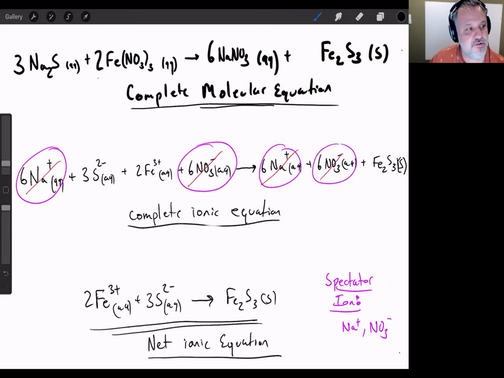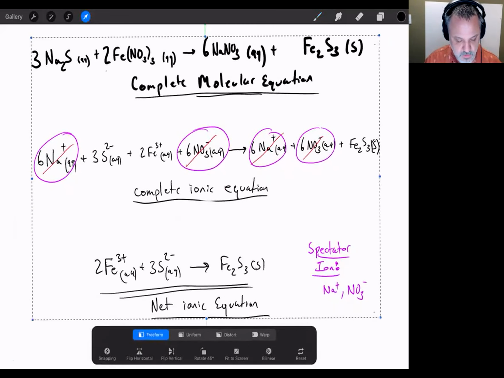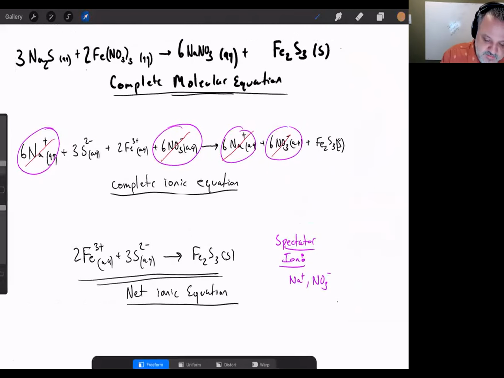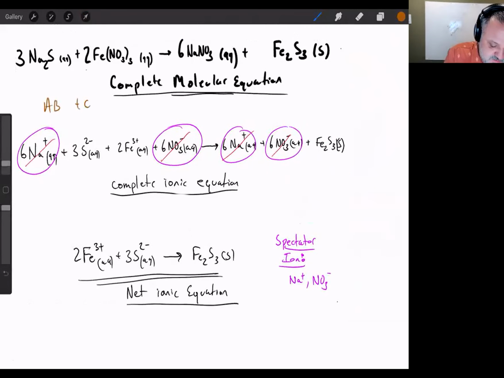Okay, so what you have to be able to do, there's a lot of things that you have to be able to do. So let's back it up. You have to be able to take a set of reagents, AB plus CD, and you have to be able to predict the formulas, AD plus CB. You have to write those formulas down. Then you have to balance them, X, Y, Z, Q. Then you have to predict the states by using the solubility rules.